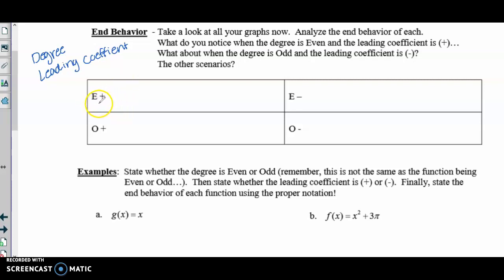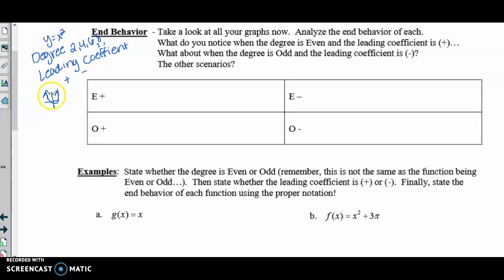Now, E plus means that I have an even degree, so that's 2, 4, 6, 8. And the leading coefficient, that plus is going to be your leading coefficient, plus or minus. So is it a positive leading coefficient or a negative leading coefficient? I memorized these two in terms of parabolas and lines. Now, I know something of degree 2, which is y equals x squared. I know that that has an even degree of 2. The leading coefficient here is 1, which is positive. I know that that graph is going to look something like this.